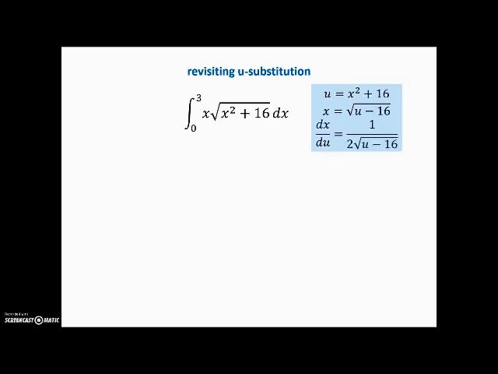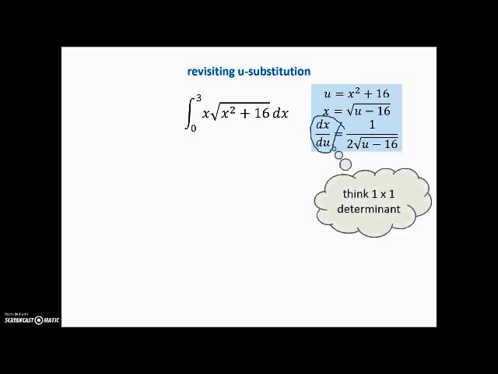I'm going to let u equal x squared plus 16 again, but this time I'm going to solve for x. And notice that x is the positive square root of u minus 16 because we're going from 0 to 3, so x is positive. And then dx du, use the chain rule to compute that. And so this time, you can think of dx du as the Jacobian. It's a 1 by 1 determinant. Instead of a 2 by 2, it's a 1 by 1, so it has 1 entry. So think of that as a 1 by 1 determinant.